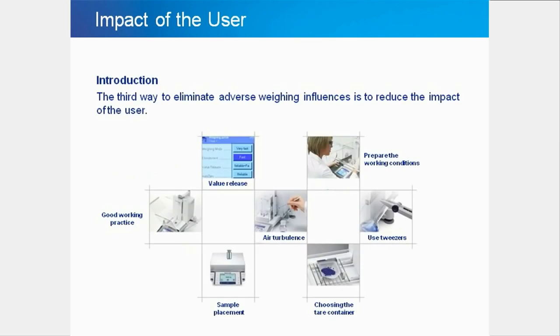The third way to eliminate adverse weighing influence is to reduce the impact of the user. To reduce the impact of the user, calculate the value release, prepare proper working conditions, follow good working practices, handle air turbulence, use tweezers, and place samples using the tare container.